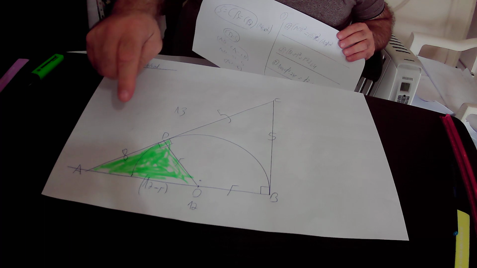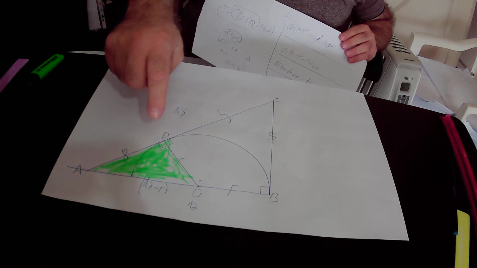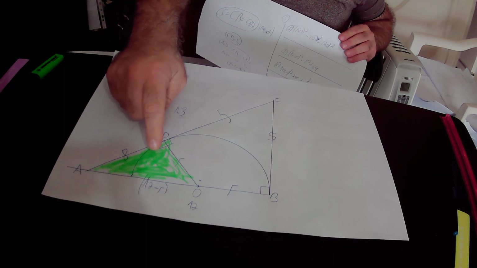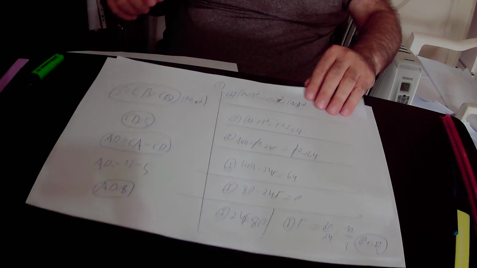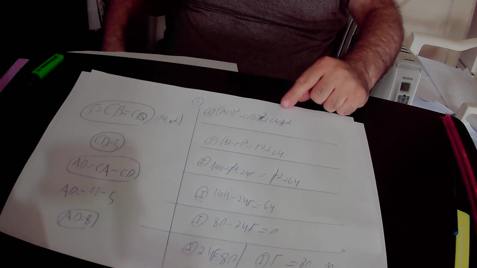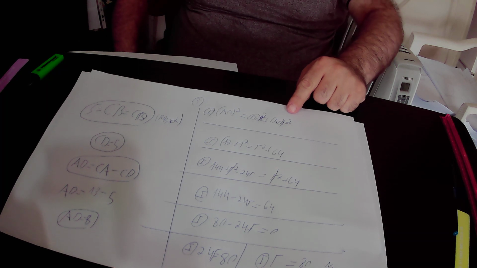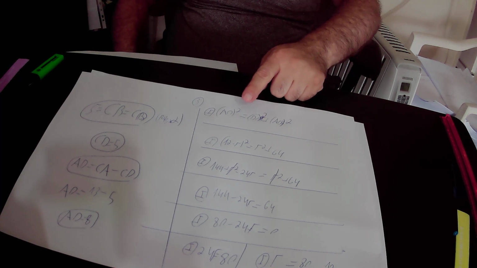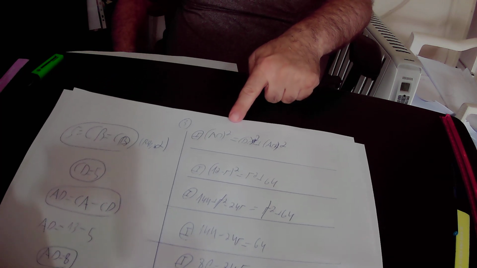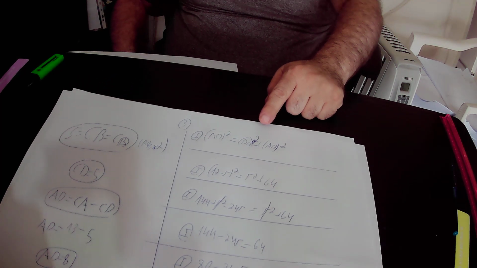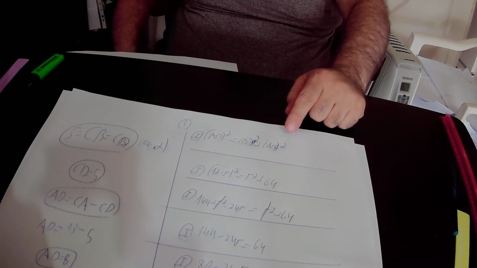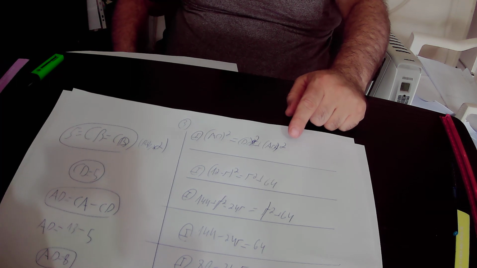OD equals R, and AO equals 12 minus R. So we focused on the right triangle, triangle ADO, and we implemented the Pythagoras theorem. According to the Pythagoras theorem, in the right triangle ADO, AO square equals DO square plus AD square. AO equals 12 minus R, so AO square equals (12 minus R) square. DO equals R, so DO square equals R square. AD equals 8, so AD square equals 8 square, which is 64.